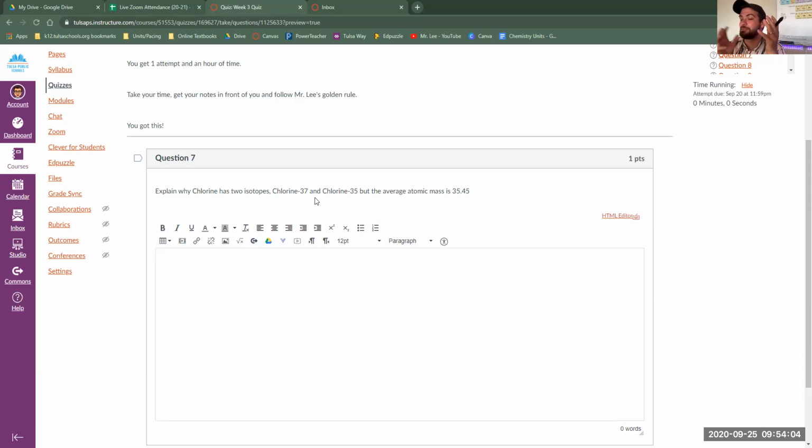However, with those 2 isotopes, the average atomic mass is not directly the average of both. Because if it was the average of both, it would be 36, right? But it is the weighted average. So what I'm looking for here is for you to say something about it being a weighted average, or chlorine-35 being more abundant in nature, or having a higher relative abundance. Just explain why that average is not dead smack in the middle.